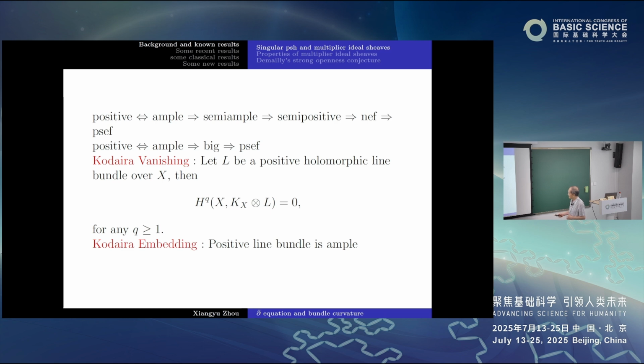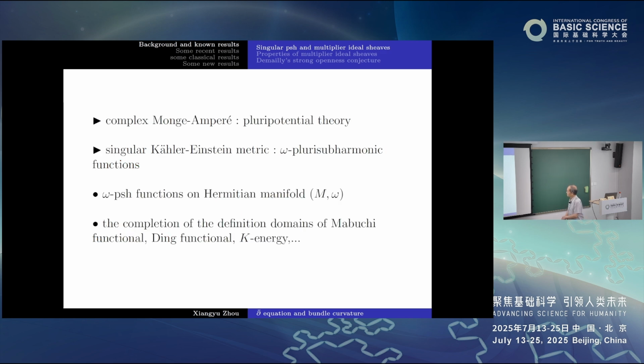As you know, the Kodaira vanishing theorem says that if the bundle is a positive holomorphic line bundle, then we have this vanishing theorem, where this is the canonical line bundle. Using Kodaira vanishing, you can get the embedding theorem, which means positive is ample. Actually, in the compact Kähler case, people consider omega-pluri-subharmonic functions, and also singular Kähler-Einstein metrics.